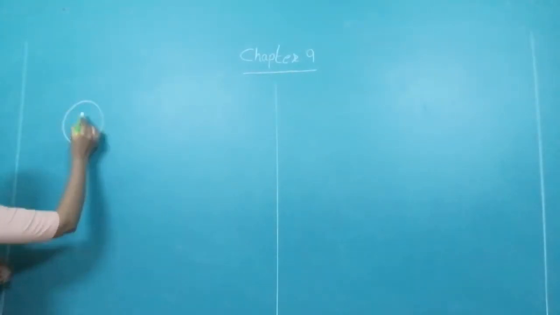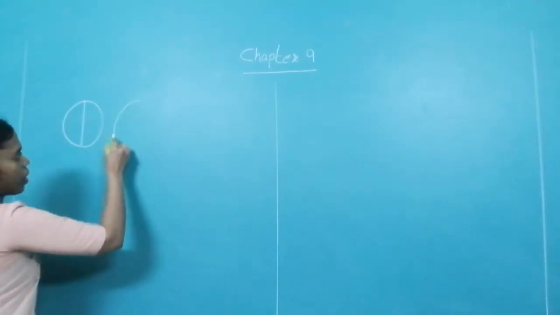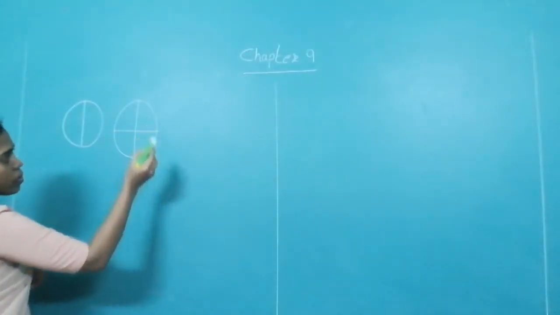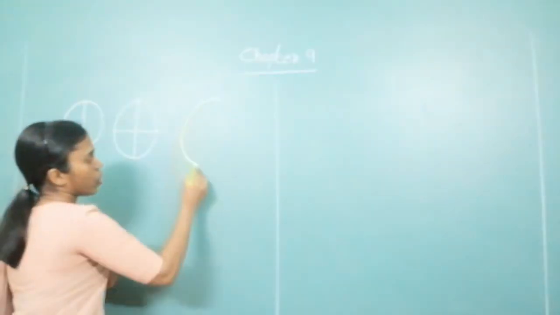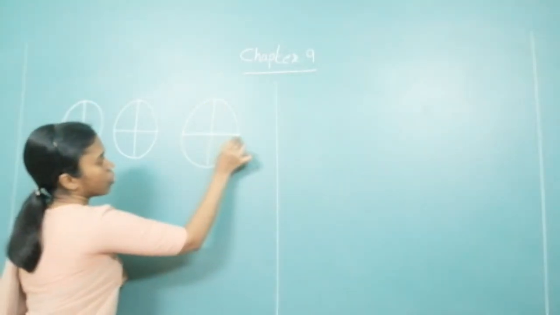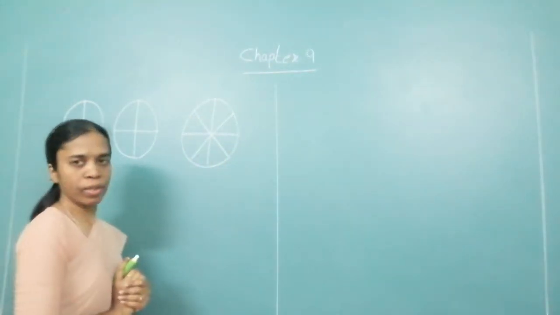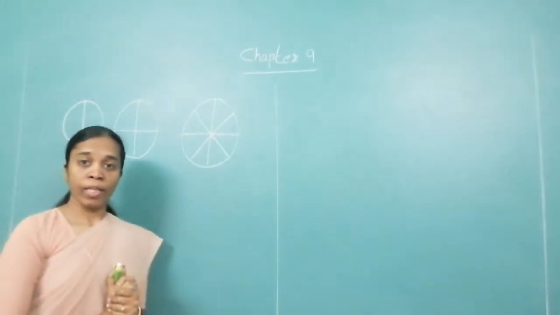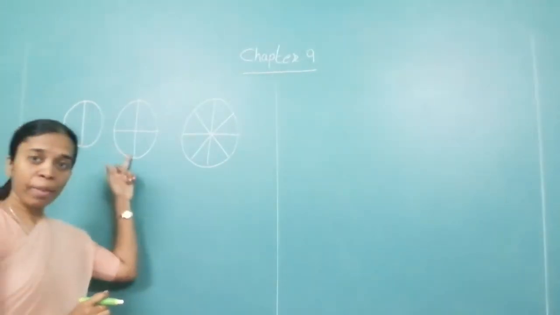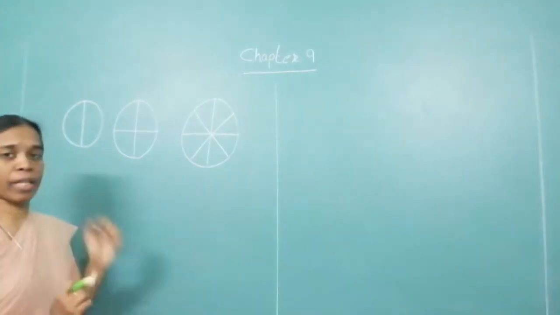Now let us see. I have a circle. I have drawn one diameter. Again I have a circle and I have drawn two diameters. Again I draw a circle and I have drawn four diameters. Now let us see how to write the ratio of the number of diameters to the number of parts that have been created.